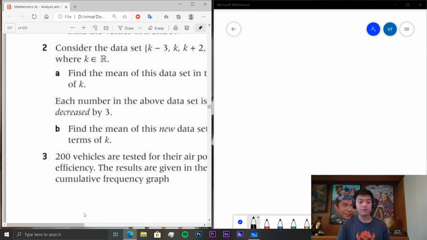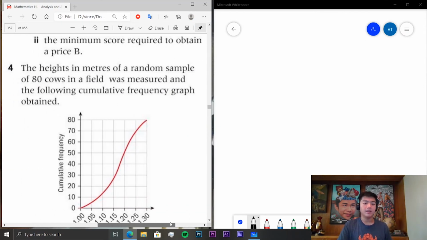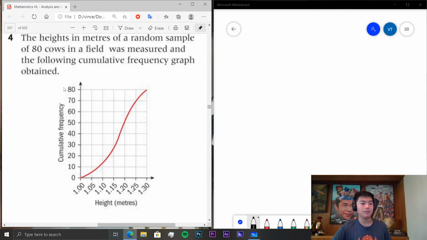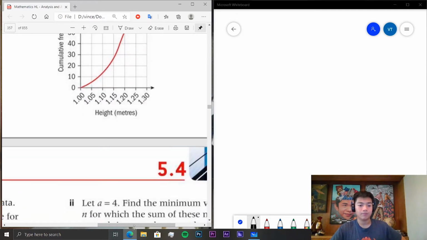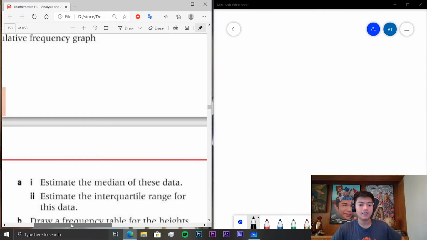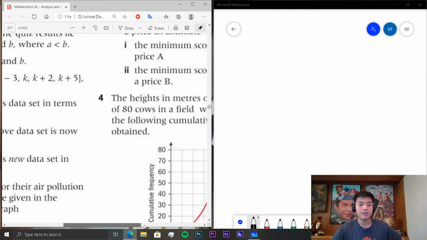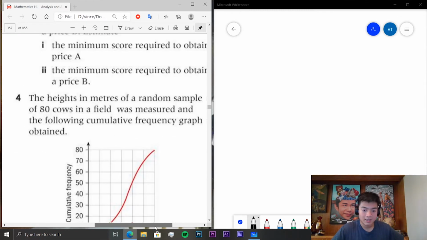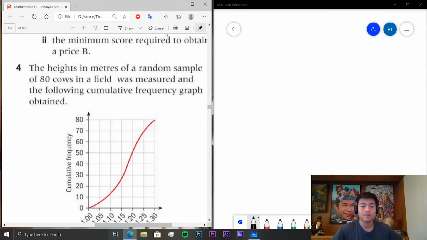So we have, where are we? Here. The height in meters of a random sample of 80 cows in the field were measured against this following graph. So first, we need to estimate the median of this data. It's actually nice, I can draw on this browser.